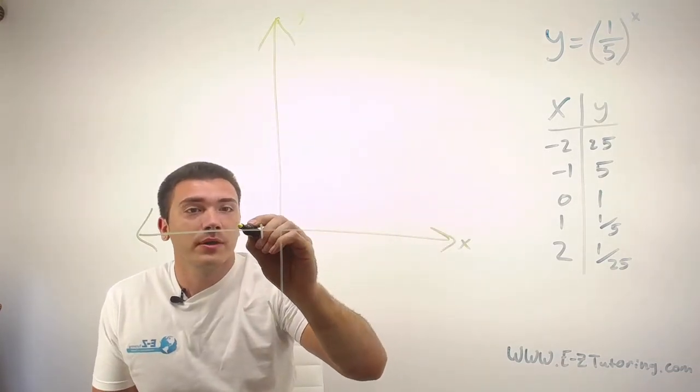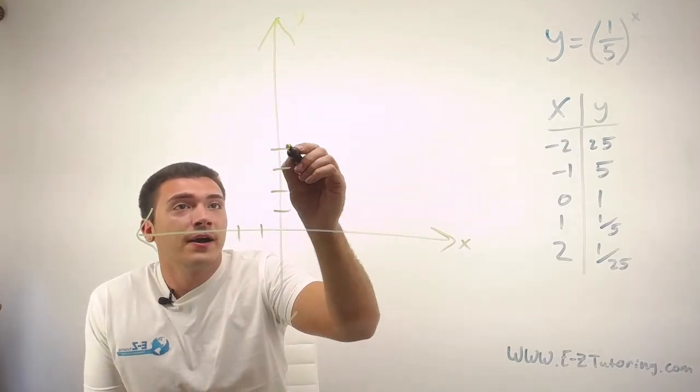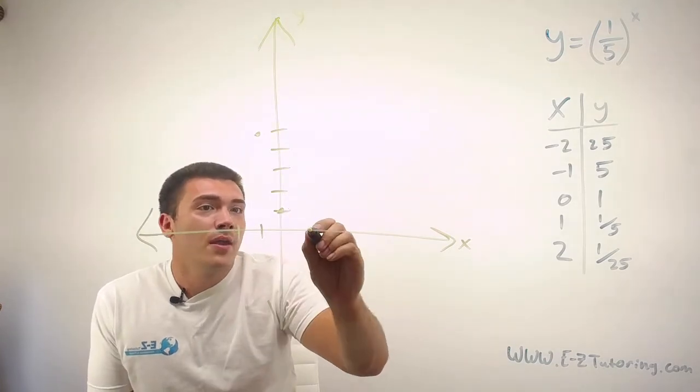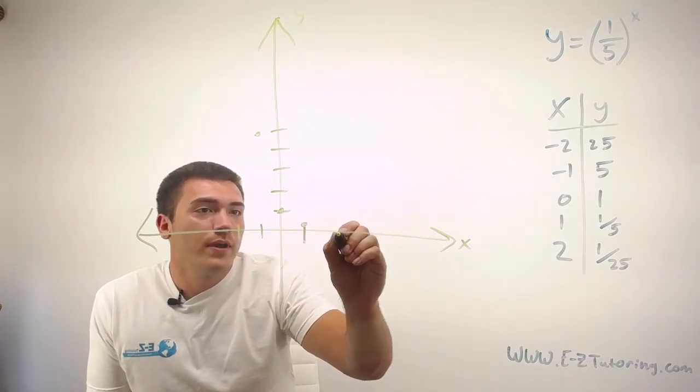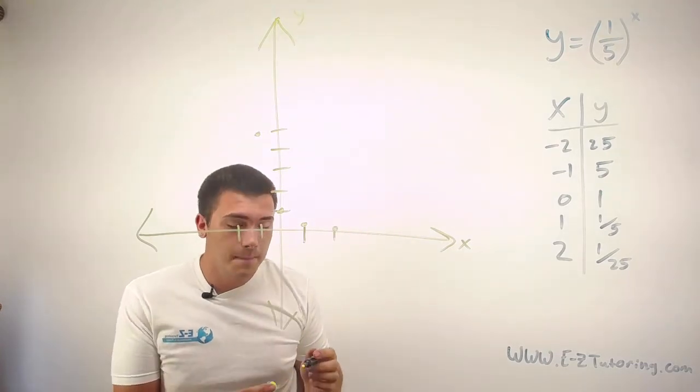(-2, 25) is all the way up there. (-1, 5) is right over here. (0, 1) is there. (1, 1/5) is there. And (2, 1/25) is there.